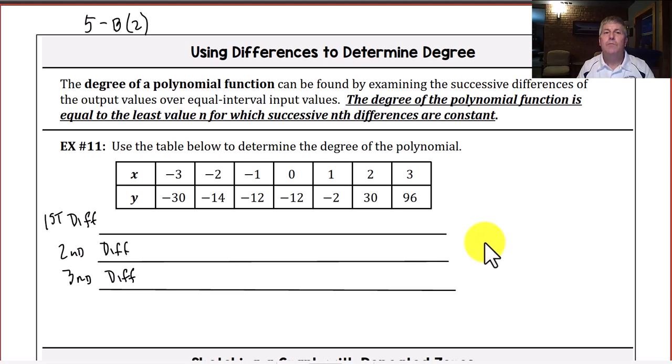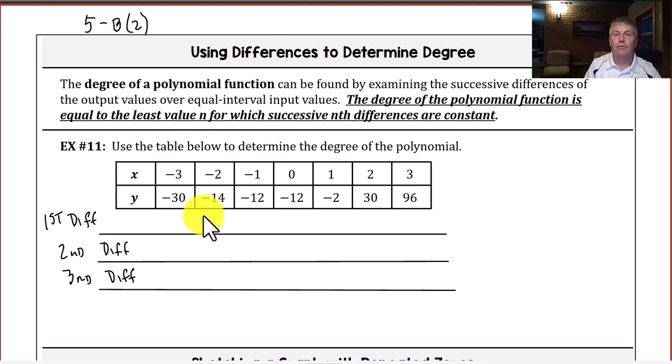Welcome back. The objective of this video is to use differences to determine the degree of a polynomial function, and we'll sketch a graph with repeated zeros. The degree of a polynomial function can be found by examining the successive differences of the output values over equal interval input values. The degree of the polynomial function is equal to the least value n for which successive nth differences are constant. So in example 11 here, we'll use the table below to determine the degree of the polynomial.